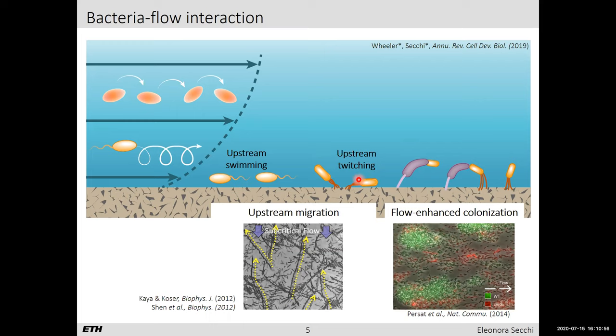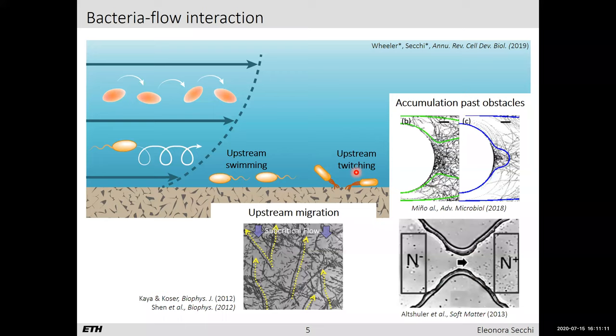And again, with the same mechanism, they can move upstream. Upstream twitching is a bit slower, however, quite efficient in the colonization. When we have a curved surface, the mechanism driving upstream migration can lead to deaccumulation past the obstacles. For example, we can see here what happens past a pillar.